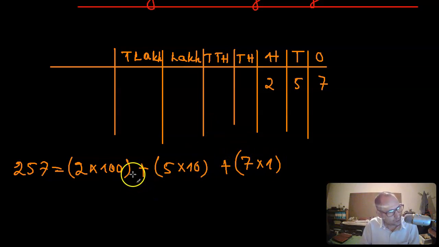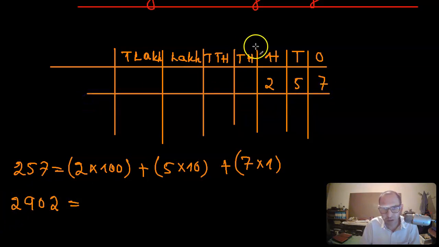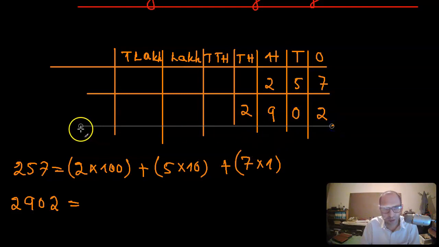Or if you have, for example, 2,902. Let's say that you have 2,902. So 2,000, that's in the thousands place value. So that's essentially 2,900. That's 9 in the hundreds place value. And 2 would be in the ones place value, right? And then, of course, over here, you have to fill the place value with a 0, right?